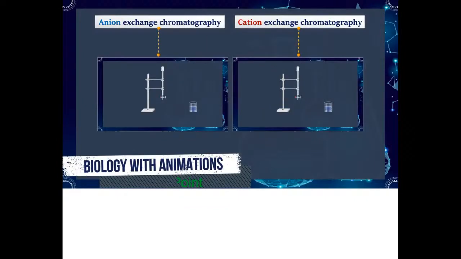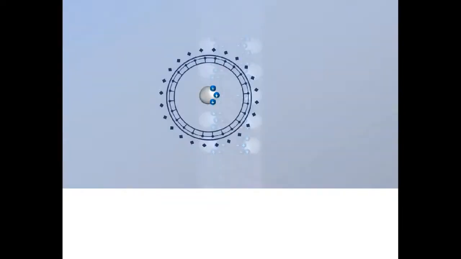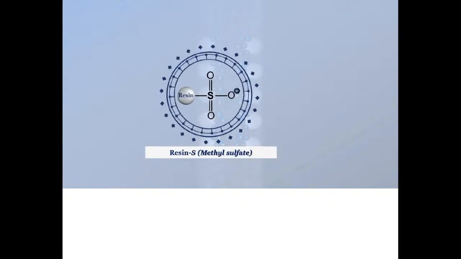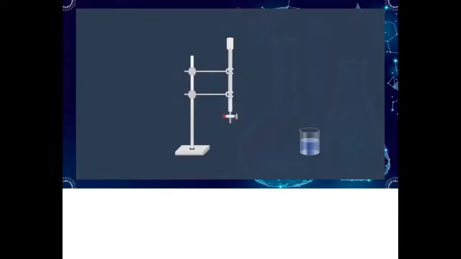In anion exchange chromatography, negatively charged molecules are attracted to a positively charged solid support, which is usually beads that provide a positively charged surface, such as resin quaternary ammonium. In cation exchange chromatography, positively charged molecules are attracted to a negatively charged solid support, which is commonly beads that provide negatively charged functional groups, such as resin methyl sulfate. Ion exchange chromatography is frequently used for the separation and purification of proteins.